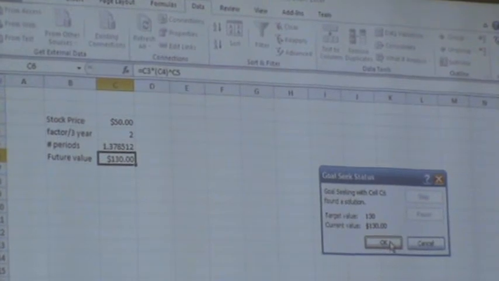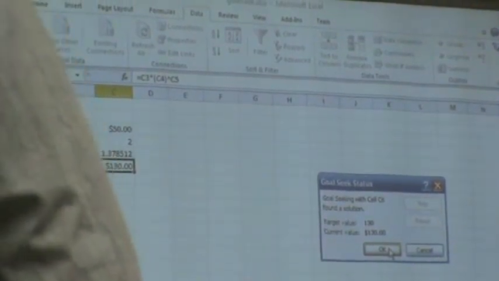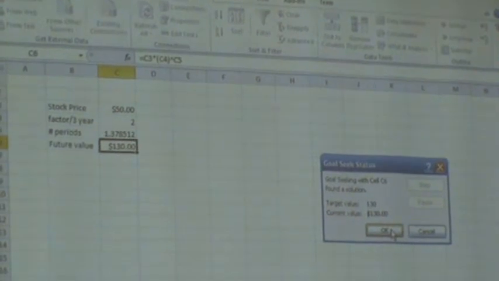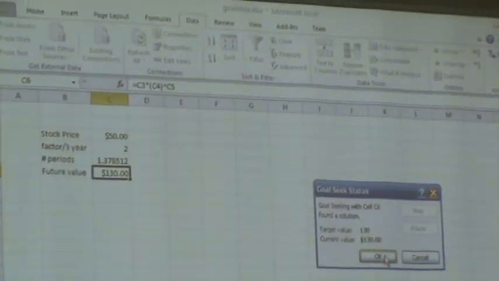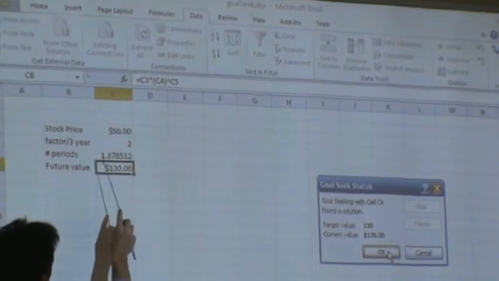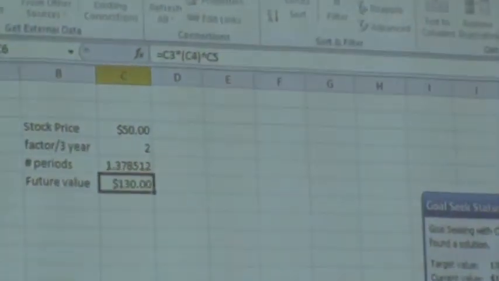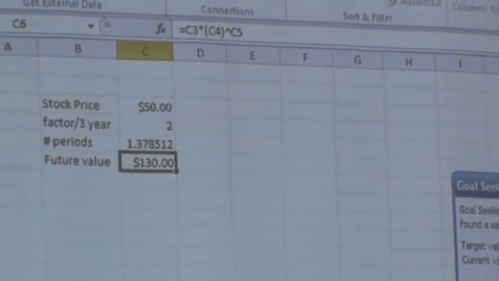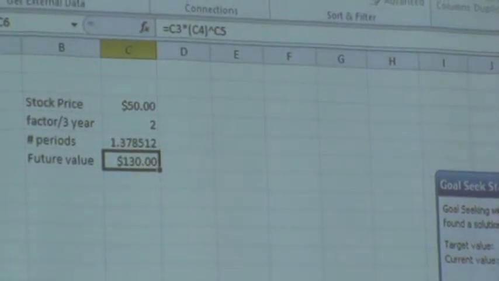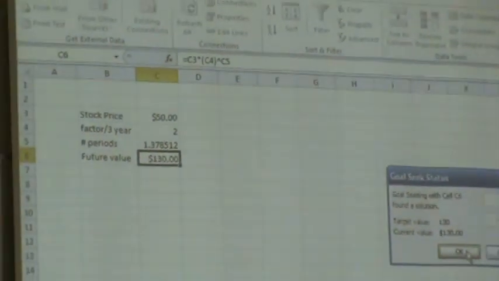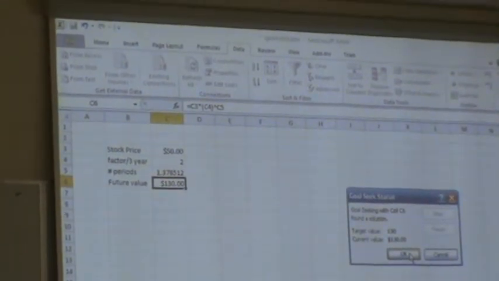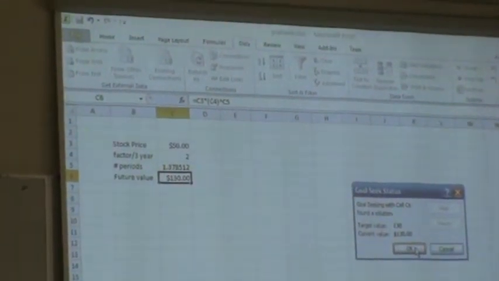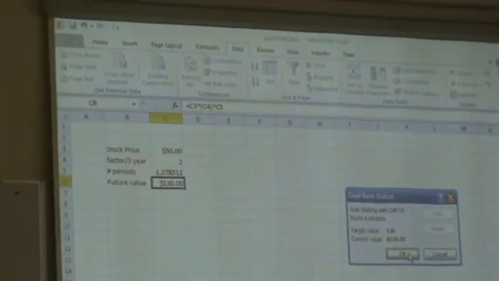So we hit OK with this. And then this thing is basically telling us that the stock price would hit 130 in 1.3785 number of periods. And then in this case, each period is 3 years, so you have to take 1.3785 and multiply that by 3, and that'll tell you how many years from now this stock would hit $130. Okay. So we can say we like that answer, or we can say we don't like that answer. If we say okay, then it'll write those values to these cells.